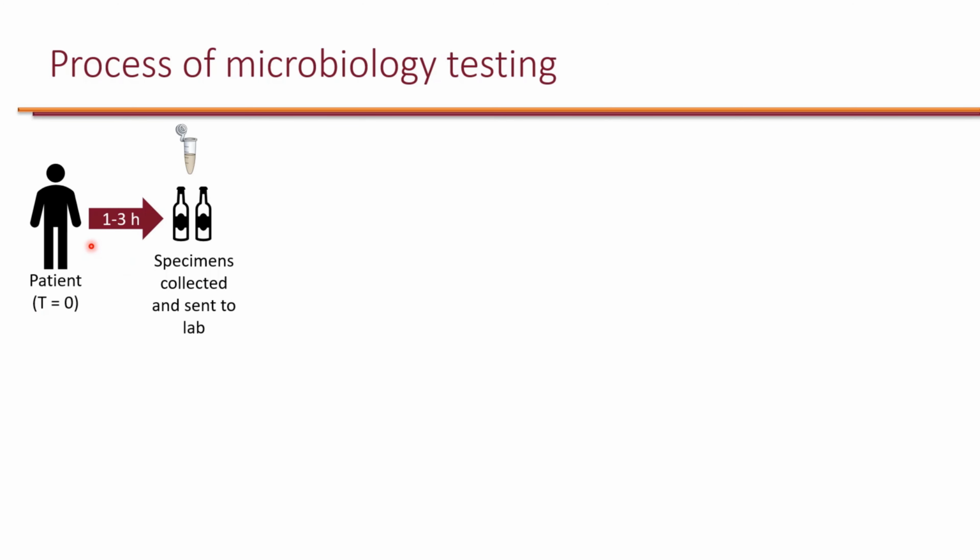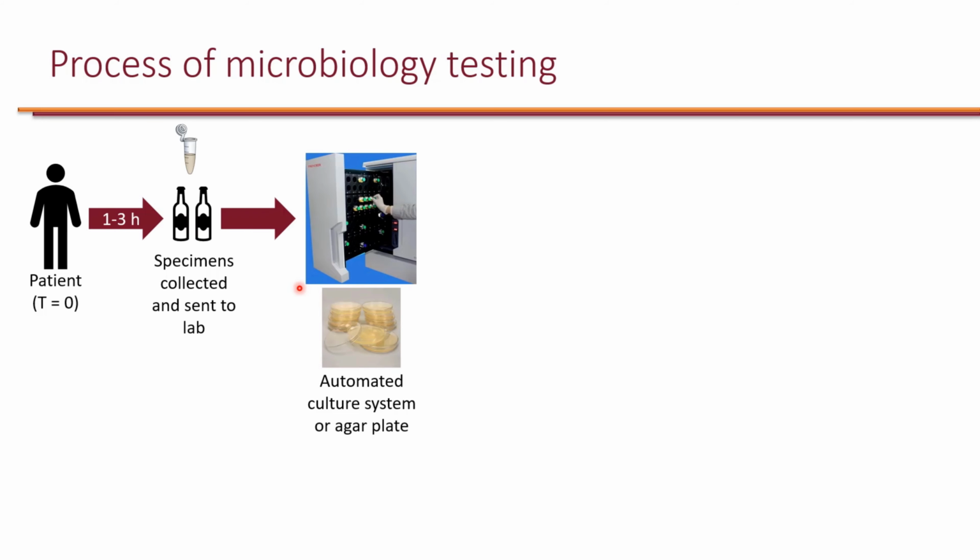And typically, it will take anywhere between 1 to 3 hours for clinicians to examine the patient and, if necessary, collect specimens. And these specimens will be from the site of infection. For example, it could be blood or urine or any other specimen. And then the specimen will be sent to the microbiology lab for testing. And what happens at the microbiology lab is that you typically have to incubate these specimens in order for bacteria to grow before we can detect anything.